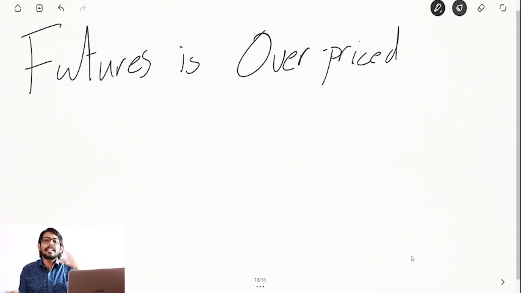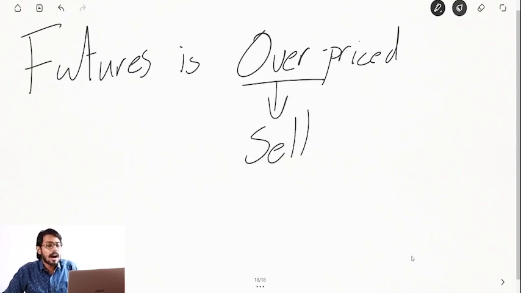You go to a supermarket and find this pen is going for 50 rupees, whereas for you to manufacture it will take only 2 rupees. It is massively overpriced. Manufacture and sell. It's common business knowledge. If anything is overpriced, the strategy is to sell. Arbitrage strategy is to sell.